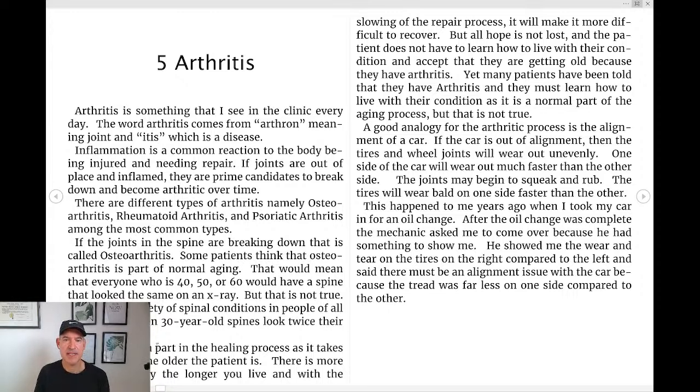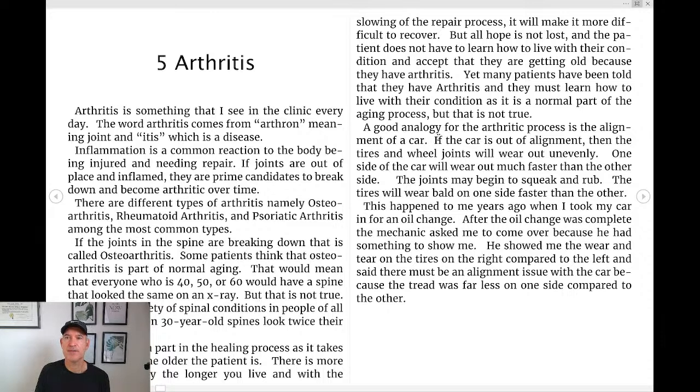Age does play a part in the healing process, as it takes longer to heal the older the patient is. There's more chance of injury the longer you live, and with the slowing of the repair process, it will make it more difficult to recover. But all hope is not lost, and the patient does not have to learn how to live with their condition and accept that they're getting old because they have arthritis. Yet many patients have been told that they have arthritis and they must learn how to live with their condition, and it's part of the normal aging process, but that's not true.